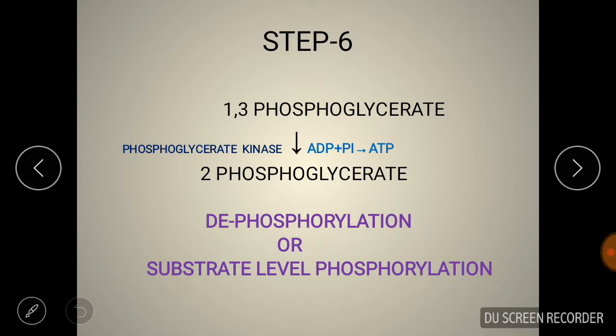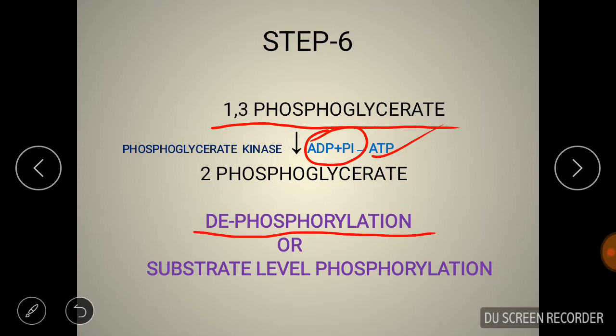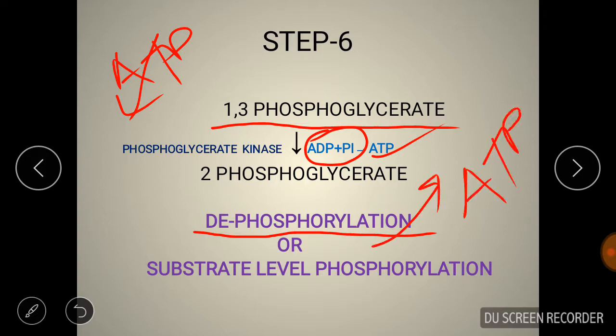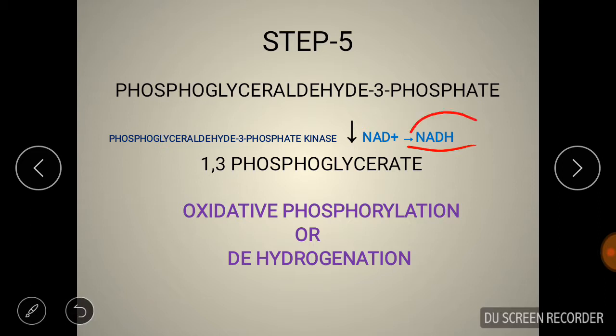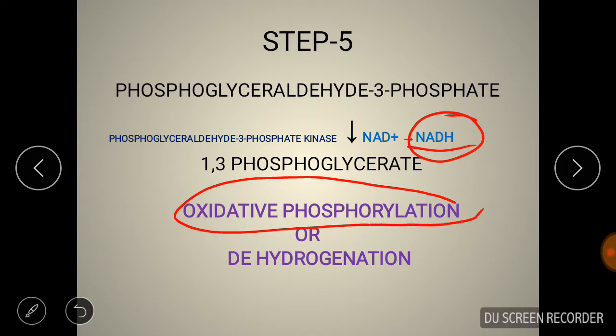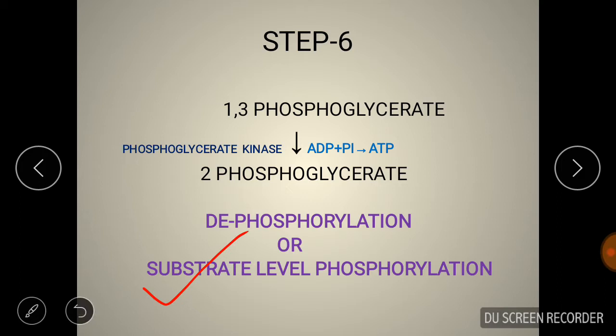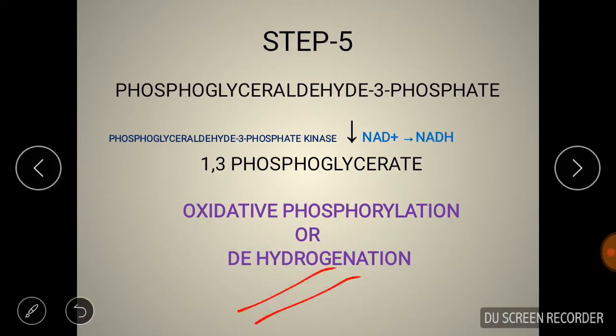Next is step 6. In step 6, 1,3-phosphoglycerate adds ADP and phosphate to produce ATP. Now this step is called dephosphorylation, not phosphorylation, because in phosphorylation we required ATP, whereas in dephosphorylation we are giving ATP. As in this case we are able to see ATP, this is also called substrate level phosphorylation. In the previous case we cannot see ATP, but inside this NADH they have the capability to produce ATP in ETS. That's why this is called oxidative phosphorylation. So oxidative phosphorylation and substrate level phosphorylation are not the same, but both are dephosphorylation states.